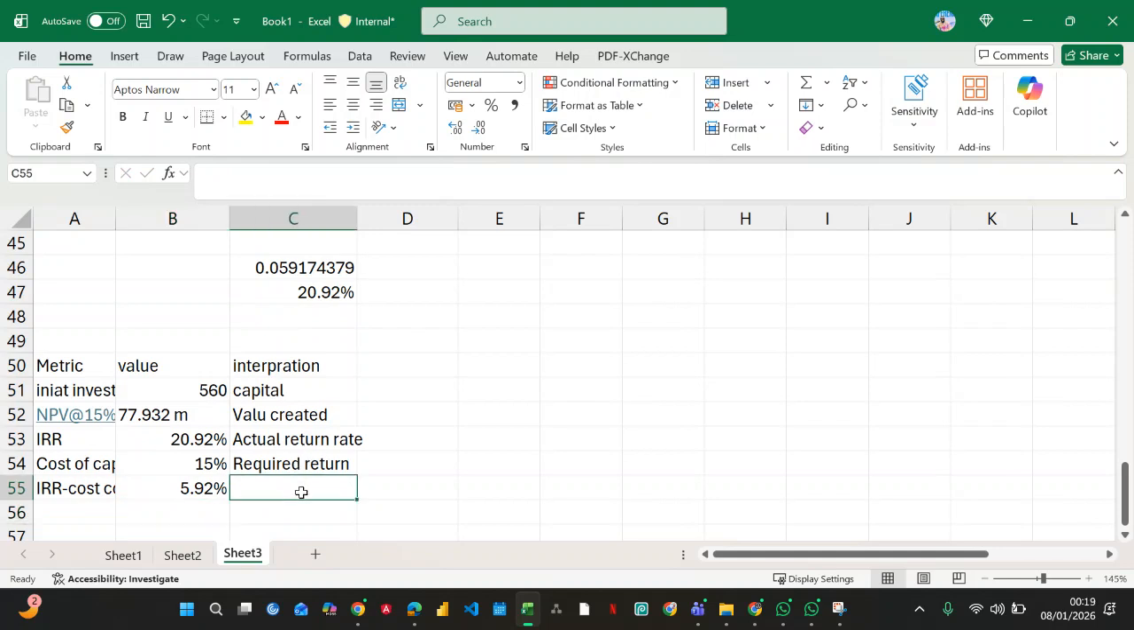Now we do this one: our IRR minus cost of capital. If you do this now, what do you get? That means you are going to get 5.92%. What is this one? This one is now our excess return. So that's the table. This is like a summary table.